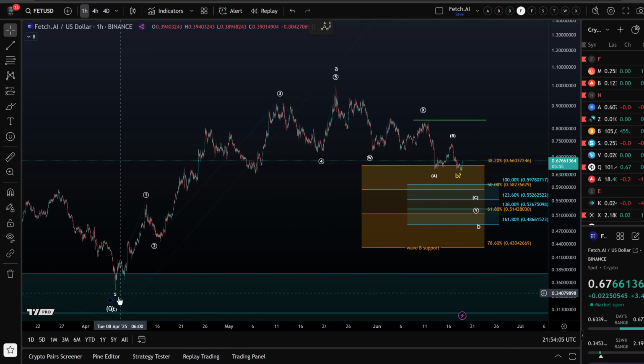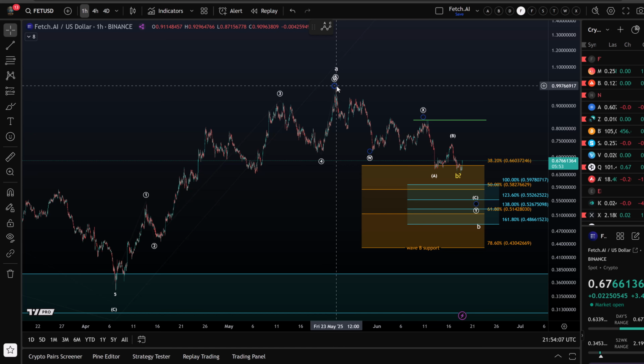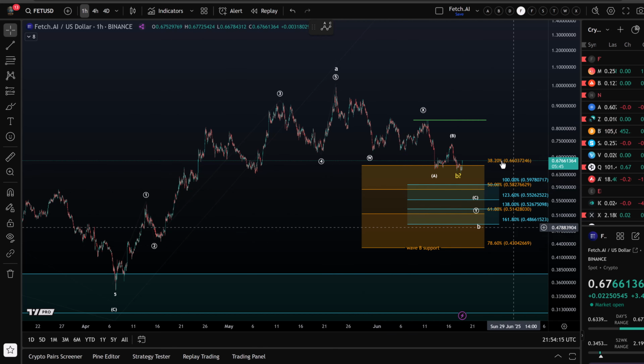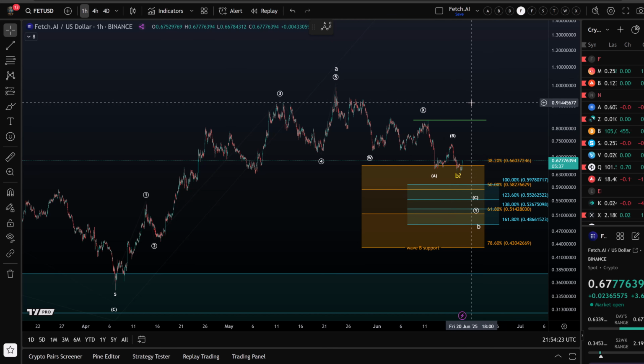Bottom line is, this is still a 5-wave move to the upside. That hasn't changed that perspective. The support area has been on the chart, I think, since mid-May. And as long as we're holding 43 cents, the 78.6 retrace level, the overall focus is on higher prices.